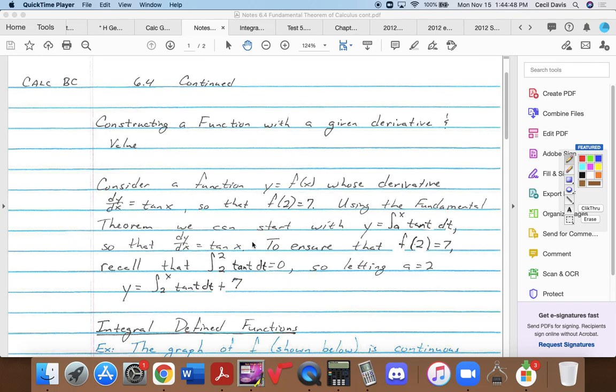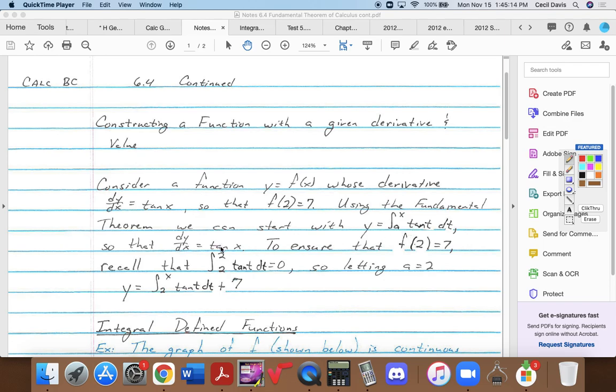So using the fundamental theorem, we can start with this. Let y be equal to the integral from a to x of tangent of t dt. Now, why do we do that? So that if we take the derivative of this with respect to x, what do we get? We get tangent of x. That's the first part of the fundamental theorem.